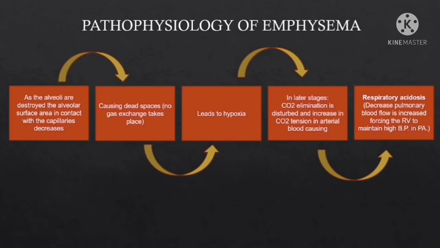And this results in increased residual lung volume, reduced expiratory flow, and leads to hypoxemia. So in the later stage, the carbon dioxide elimination is disturbed, and an increase in carbon dioxide tension in the arterial blood causes respiratory acidosis. The pulmonary blood flow is decreased, forcing the right ventricle to maintain the high blood pressure in the pulmonary artery.